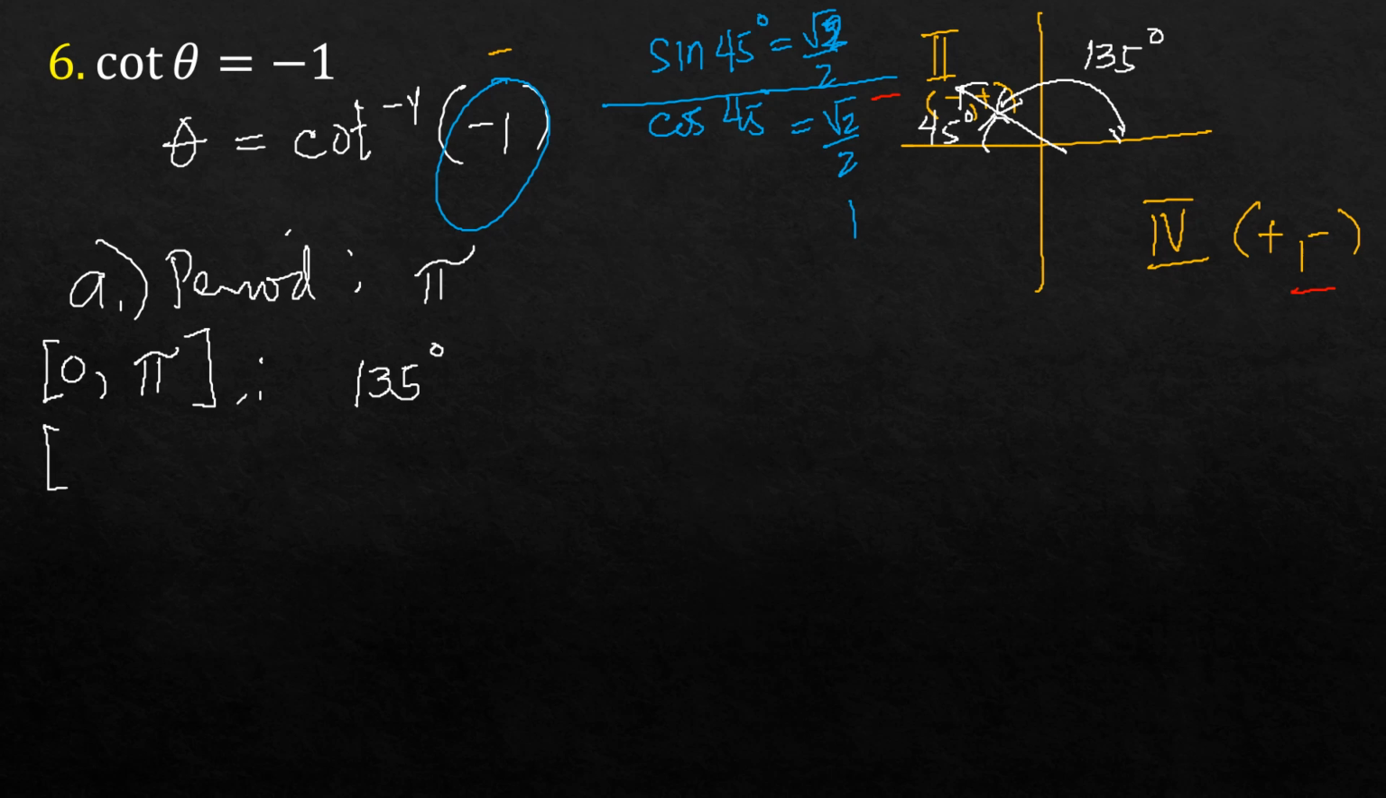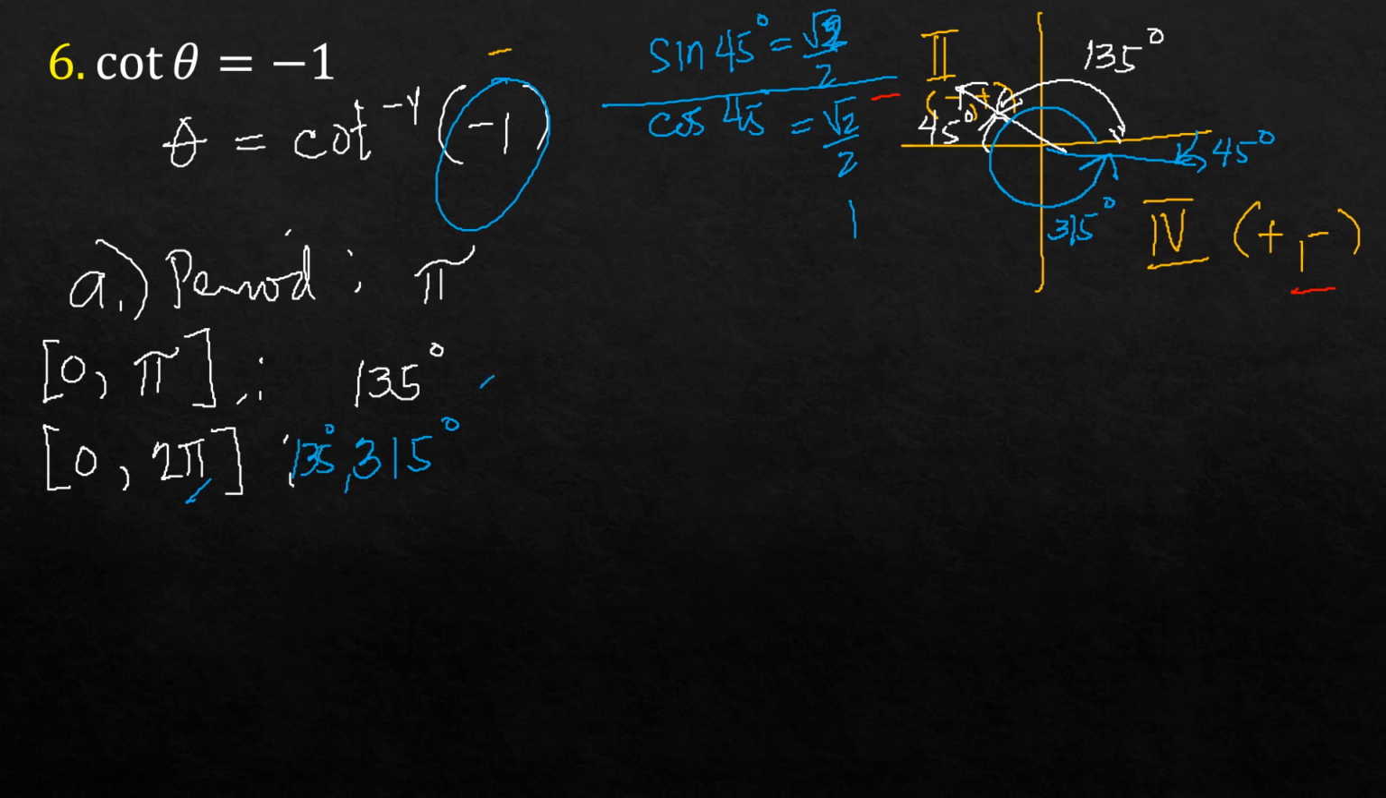But when you are asked to provide the solution from the interval 0 to 2 pi, then there is another. It is found in quadrant 4. Recognize the 45 degrees as the reference angle. So you move here, and the answer is 315 degrees. So when we talk about 0 to pi, we have 135 degrees, and for 0 to 2 pi, there are two of them: 135 degrees and 315 degrees.